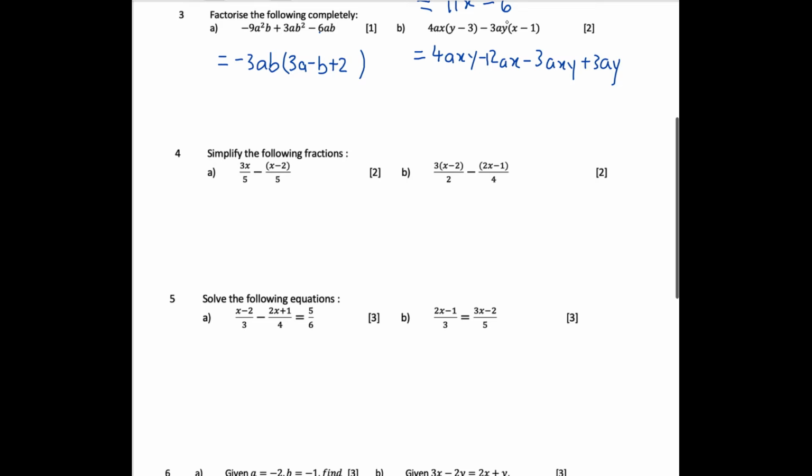Always take note of the change of sign whenever you open the brackets and when you are multiplying a negative term into the brackets. So now we need to collect the like terms. 4axy minus 3axy is just axy.